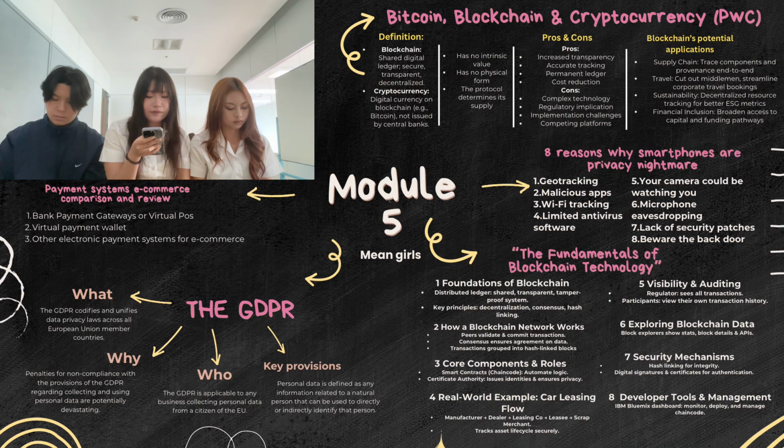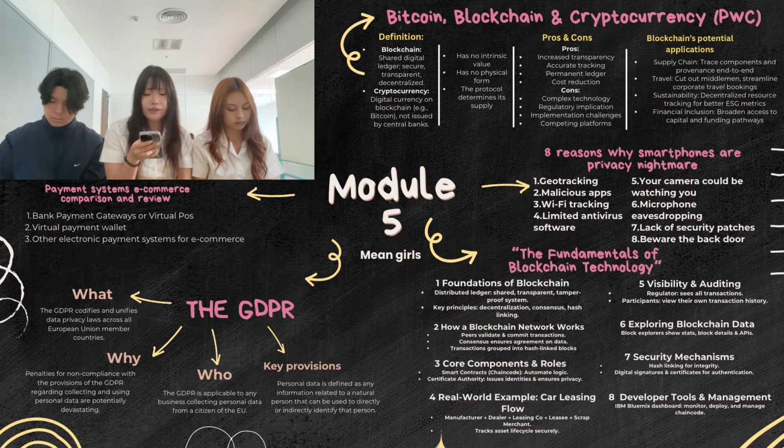Seventh, lack of security updates. Unlike computers, many smartphones, especially Android devices, don't receive regular updates. This leaves them vulnerable. In fact, at one point, half of Android phones hadn't had a security update in over a year. Always keep your system updated, and if your device stops receiving updates, consider upgrading to a newer model.